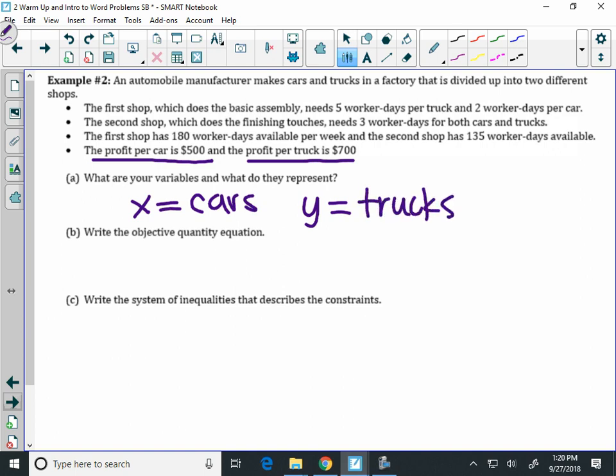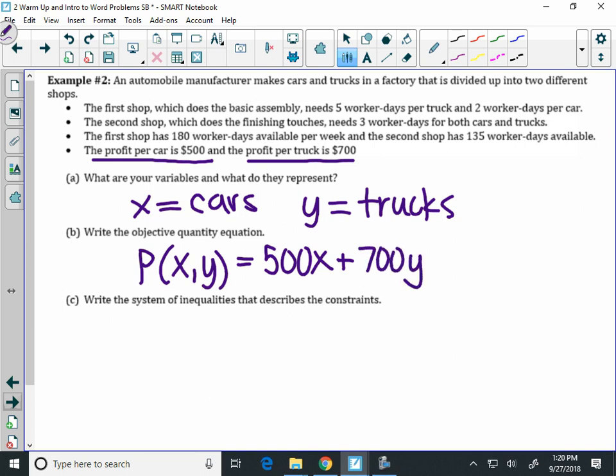You can flop them if you want. I think last class we flip-flopped those. So you have cars and trucks. Now, we need to write our objective equation. Again, that's our profit equation. So your profit for x and y, for cars and trucks, is what? Well, how much do you make for a car? $500, so 500x, plus the profit of 700 for all the trucks. That's the easy part. Finding x and y is not too bad. Figuring out your profit equation.